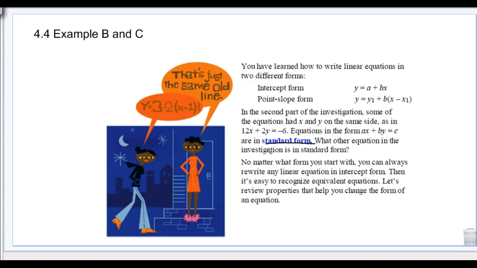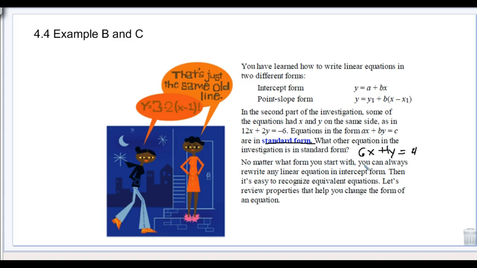What other equation in the investigation is in standard form? And it is 6x plus y equals 4. And you might say, well, there's no b there. Remember, if we just have y, that's the same as saying 1y. So it's really saying 6x plus 1y equals 4.